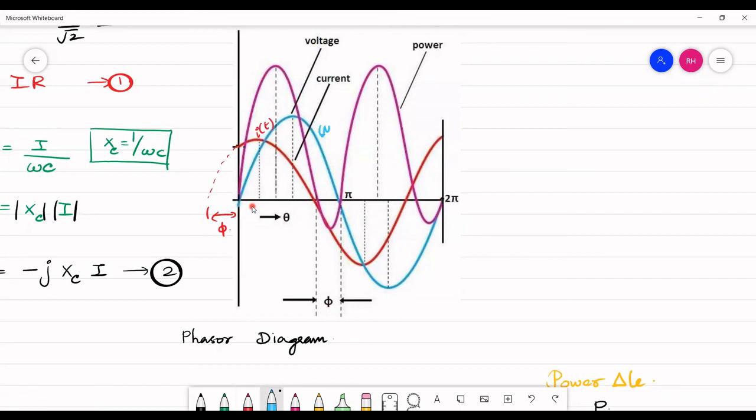And if we want to plot the power, then mark all zero crossing instants. So here we have a zero crossing instant. Here we have a zero crossing instant. And then here. So mark every zero crossing instant, take the product of voltage and current, and we'll get the plot of instantaneous power, which is represented as p of t.